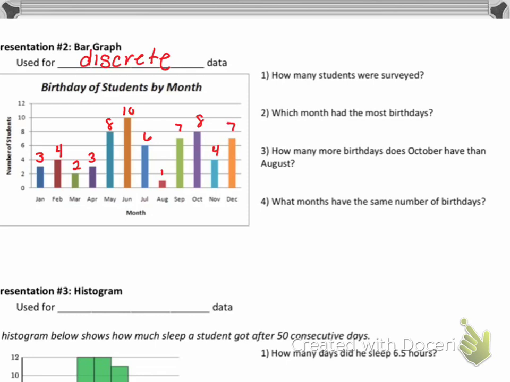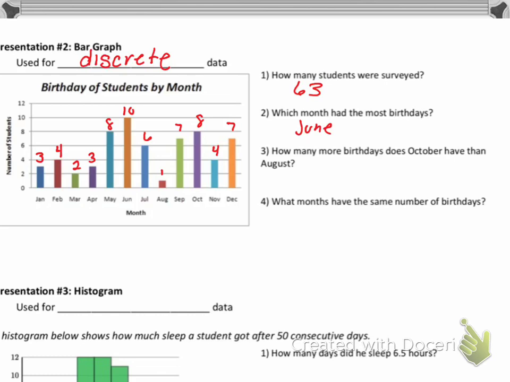Now that I have an understanding of what this graph is telling me, I can go ahead and answer the questions. Number 1 says, how many students were surveyed? Well, I'd add up all those numbers, and I'm going to get 63. Question number 2 says, which month has the most? June. No surprise, that's my favorite, and that's when I was born.